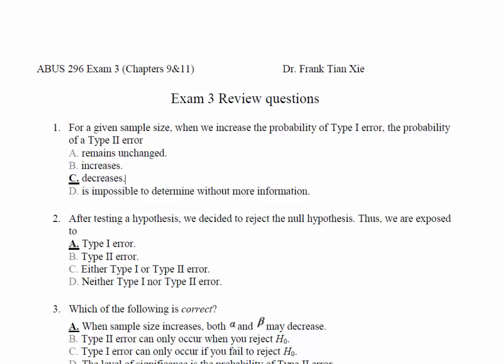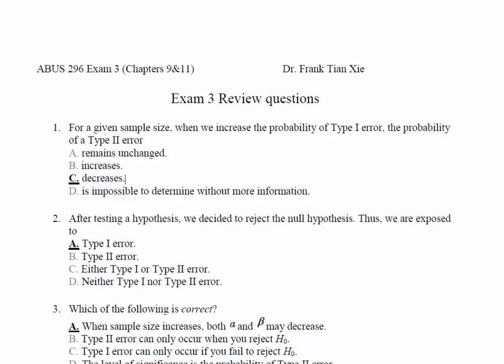Type 1 error is that we reject null when it's true, like we put an innocent person in jail. Type 2 error is if we fail to reject null when it's false. That's like when we let the criminals go free, right? And the two have a trade-off, because let's say you decrease type 1 error. Type 1 is putting an innocent person in jail.